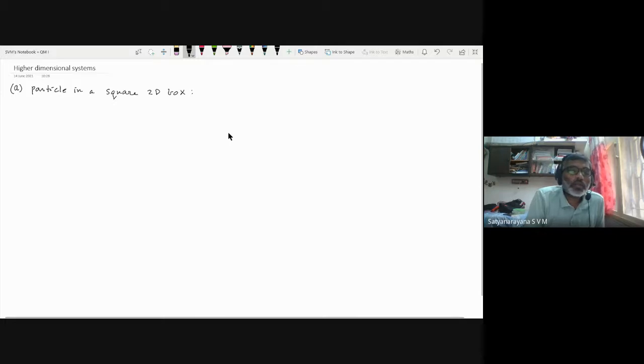The word square well is used for something else. So that means I have a two-dimensional problem. So this is V of x comma y, which is equal to 0 for 0 less than or equal to x, y less than or equal to L, and infinity otherwise.